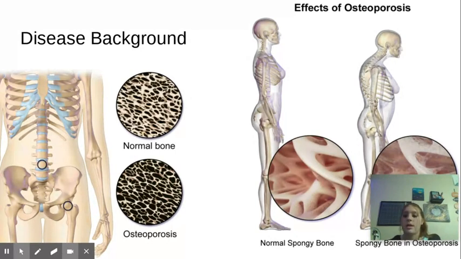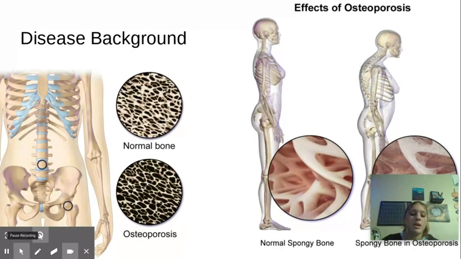And then on the second picture to the right, you see what the normal bone would look like on the inside. And then beside that, you see what it looks like with osteoporosis. It kind of looks like it's got dust and stuff, but it's not. It just looks a lot dirtier than what a normal bone would look like.